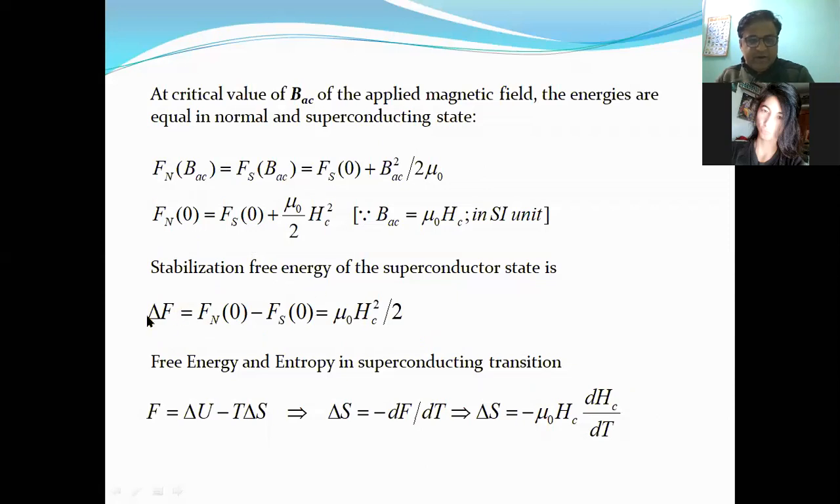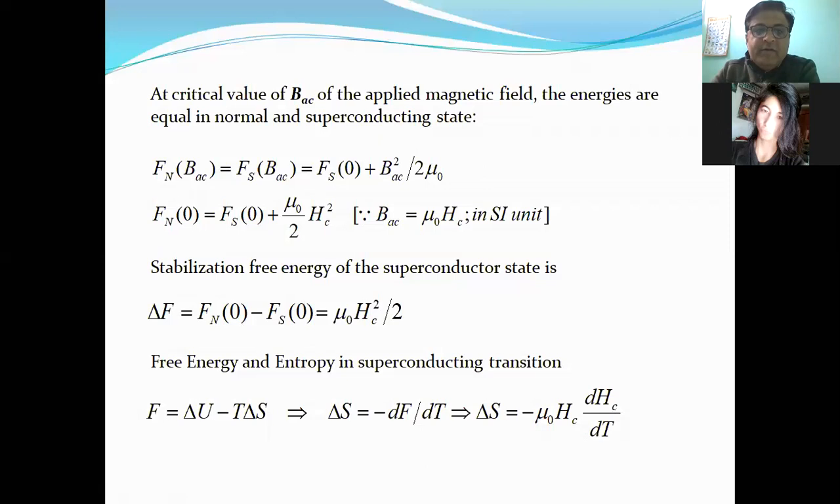Okay, you can forget about delta because you can treat this as entire F when you want to say that this is the free energy. So when you do dF upon dt, this is what you get. All right, in terms of critical magnetic field, we have defined our entropy now.